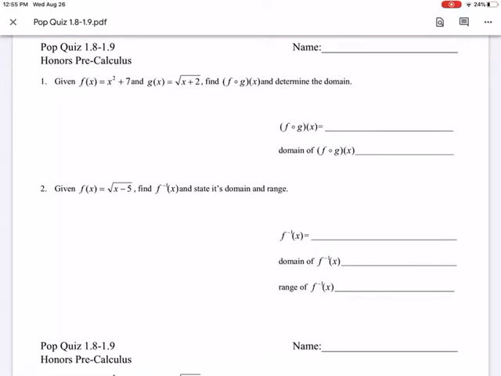So you just got done taking a pop quiz, okay? Since we didn't have a quiz over 1.8 and 1.9, I wanted to give you an opportunity to see if you remembered the material without the use of your notes. So if this was a little rough, that's okay, because we have a couple days to prepare for our test, which is on Monday.